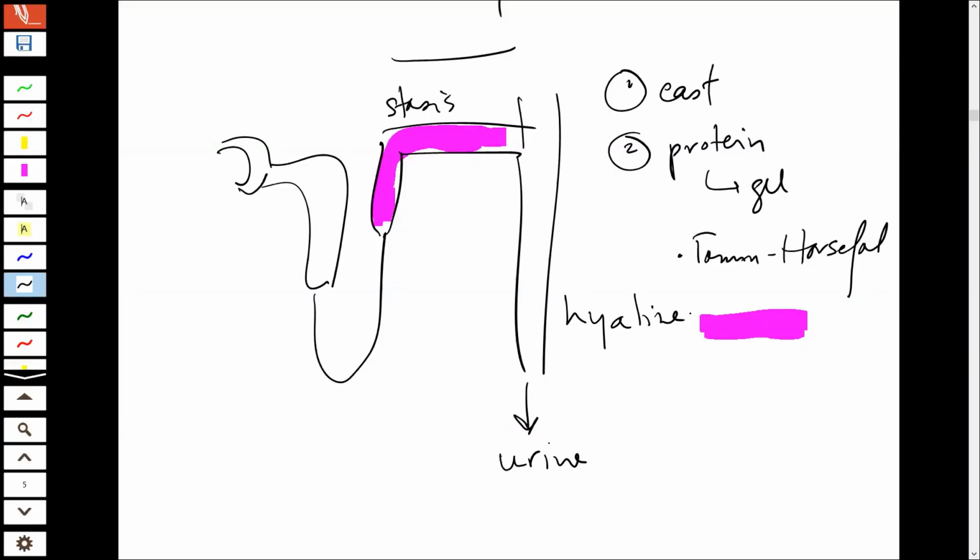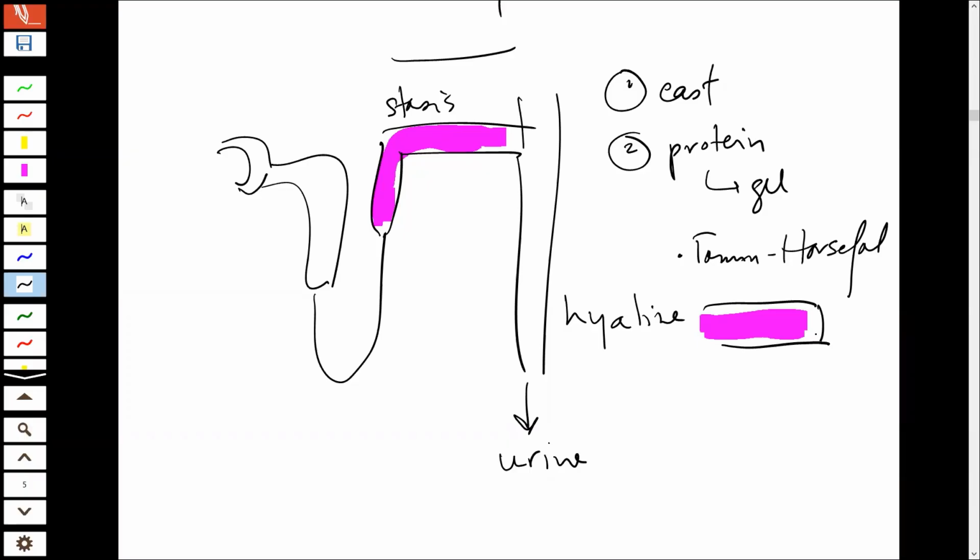Okay? The next type of cast that you're going to pay attention to, and remember what the definition of a cast is: 2 parallel sides and 1 right-angled end. How permanent do you think that cast is? Do you think they're easy come, easy go? Yes. So what's the worst specimen to look at the sediment? First morning void. It's been sitting in the bladder all night.